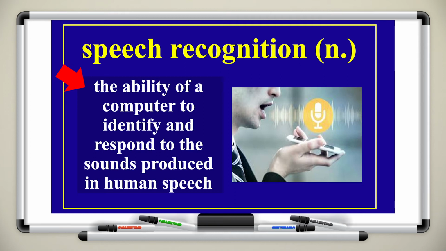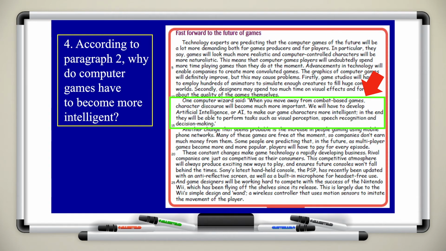Just like the image you see, some of our phones have this ability. Once we talk to it, they can recognize our speech and do as required, or do what we ask them to do. Now let's go back to the question. Why do computer games have to become more intelligent?